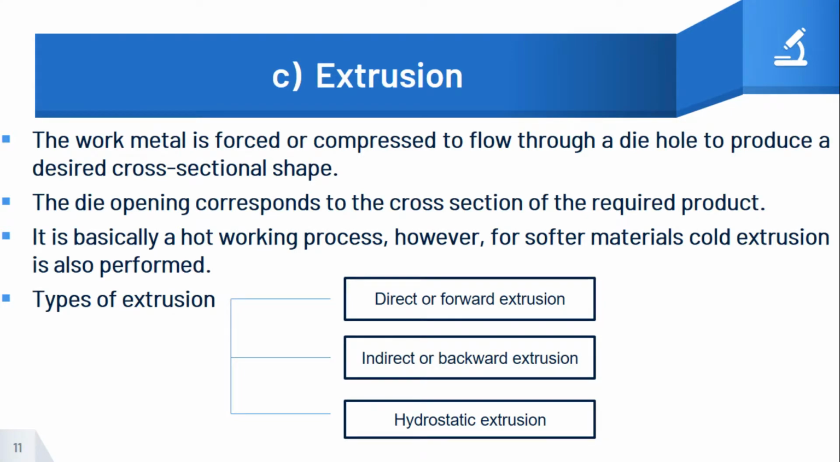Next is extrusion. The work metal is forced or compressed to flow through a die hole to produce a desired cross-sectional shape. The die opening corresponds to the cross-section of the required product. It is basically a hot working process. However, for softer materials, cold extrusion is also performed. There are three types of extrusion. The first is direct or forward extrusion. Second, indirect or backward extrusion. Third is hydrostatic extrusion.